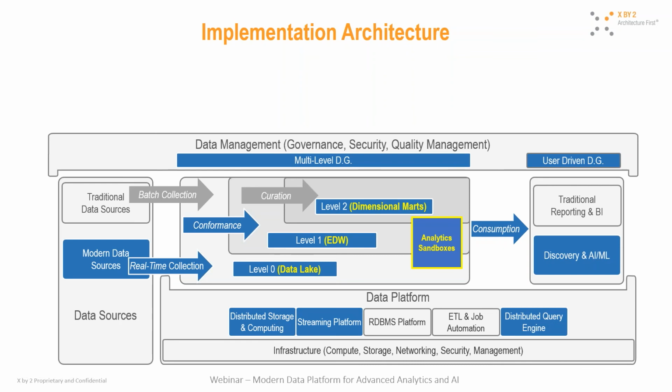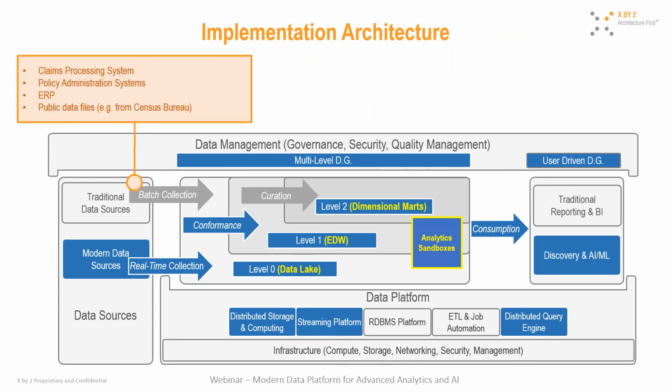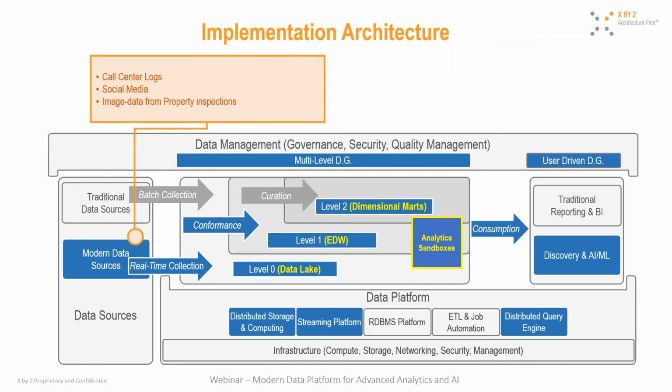Let's now look at the data pipeline. Data from batch systems originates from claims and policy admin, public files and whatnot. When it comes to the more advanced sources, the plans are to be able to support things like call center logs, which are highly unstructured, social media postings, and I think the first use case actually is about image processing from property inspections. That's what we are starting off with.